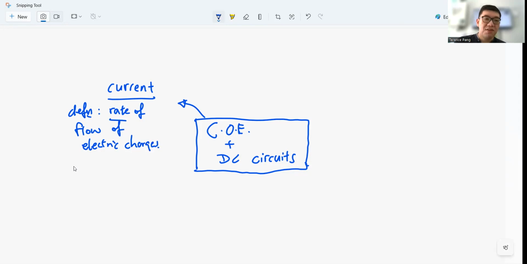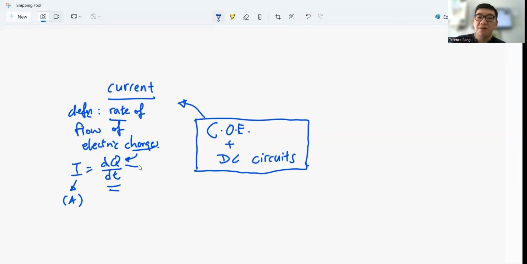Because it's a rate, you can apply calculus in this. I equals to dQ over dt. Anything that has the word rate, you're differentiating with respect to time. So Q is a charge. Rate of flow would mean the change in the charge with respect to time. I is a current. What is the SI unit? Ampere, A.